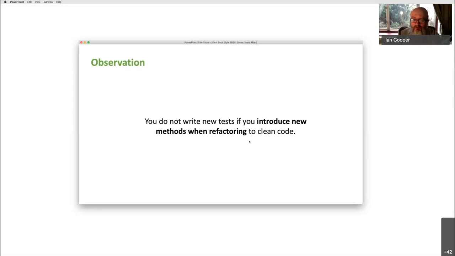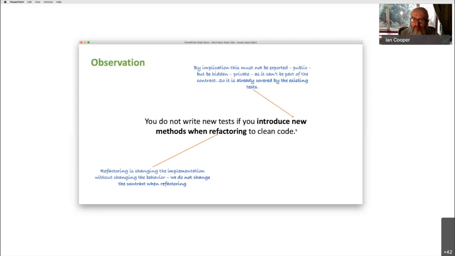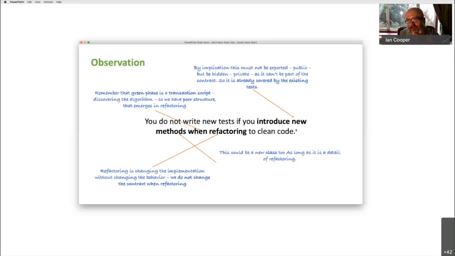Remember that refactoring is changing the implementation without changing the behavior. If you're doing anything else, you're not doing refactoring, right? Okay, you mentioned that, my application not exported. Could be a new class as well, all right? And so remember that you need to follow this step: red, green, refactor.